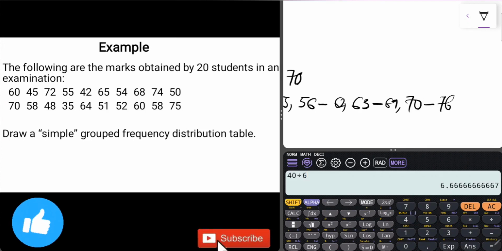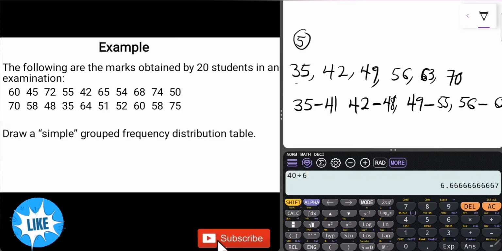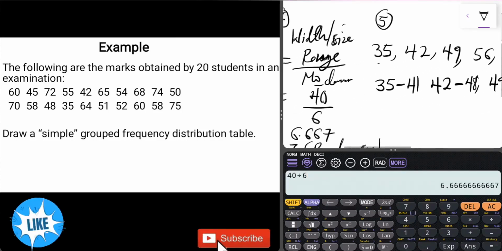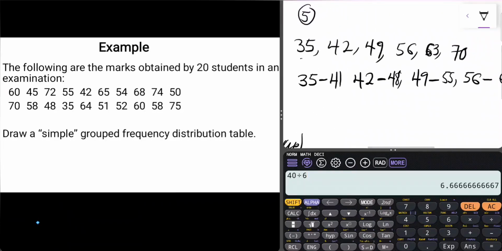Because at the end of the day, when you are to compute the class width or the class size, they should have a class size or class width of 7 here, that we rounded up. Is that okay? So let's take note. So it means that it starts at 35 and ends at 41, and the next class starts at 42 and ends at 48, and the next classes continue in that manner.